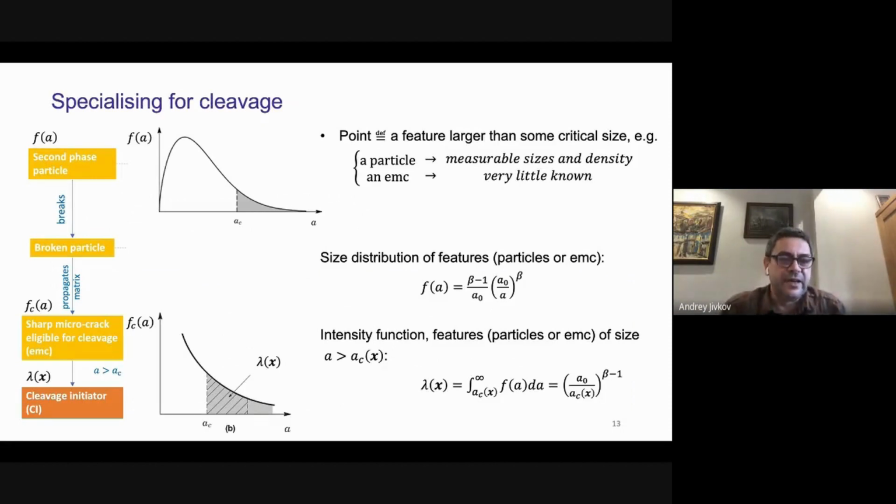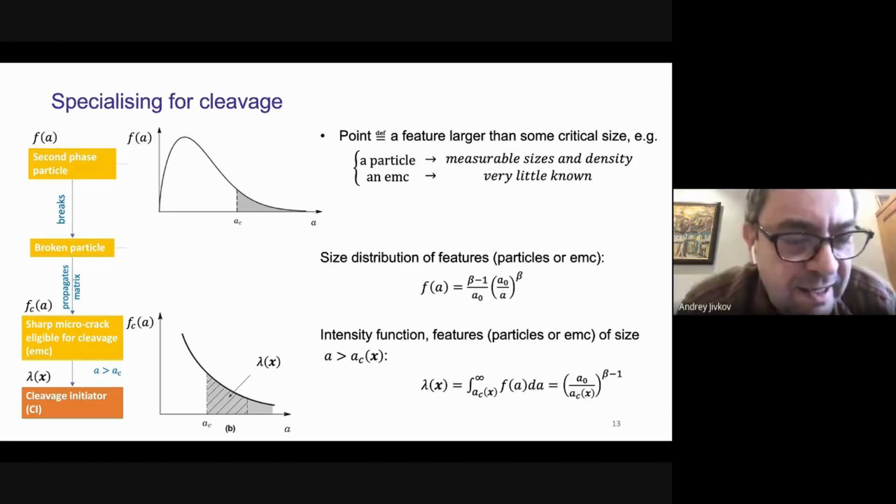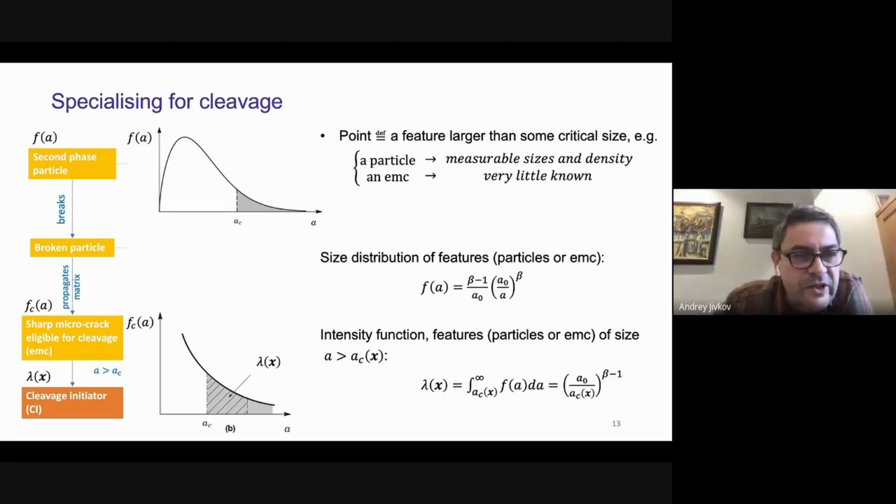Now, how is this specialized for cleavage? If you think of our succession of events, we have a second phase particle which breaks, and then we have a broken particle which may propagate into the surrounding matrix for a while. So this is a sharp microcrack eligible for cleavage, which I'll denote as EMC, eligible microcracks.